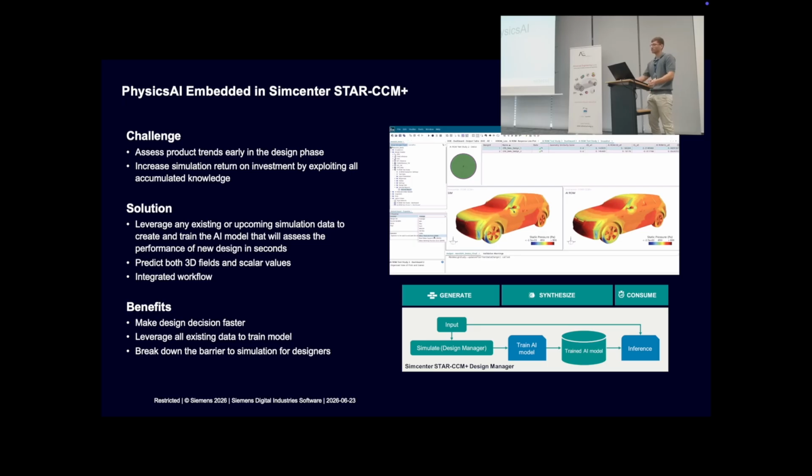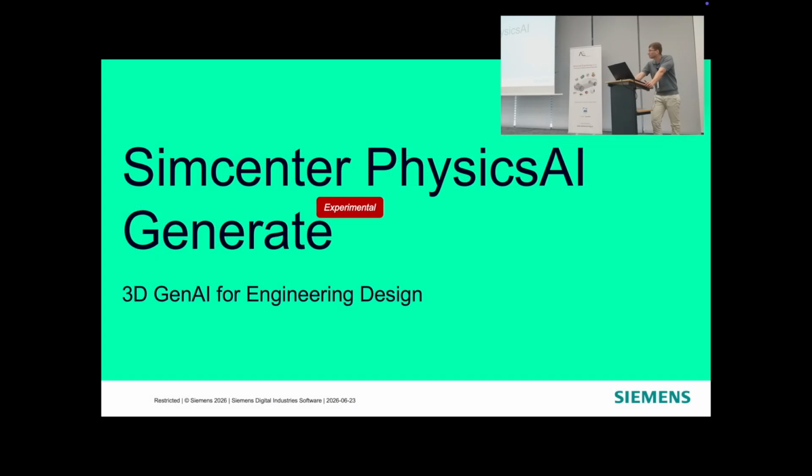Now, let's talk about SimCenter Physics AI Generate. As you can see in the slide, it is experimental software, so keep in mind that we're expecting its official release at the end of 2026. I want to distinguish that Physics AI Generate and Physics AI are two different software. Physics AI Generate is a 3D generative AI software, meaning it uses diffusion models in the background.